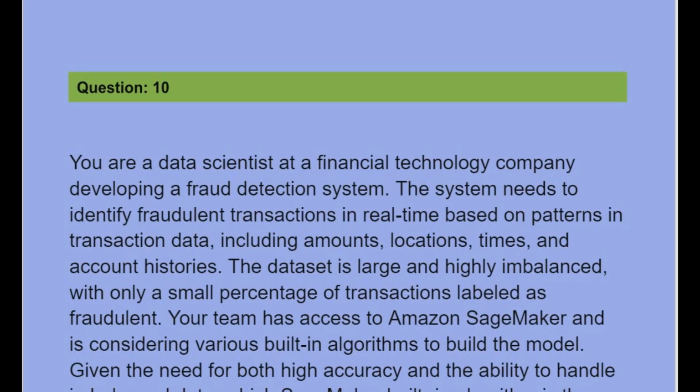Question is, you are a data scientist at a financial technology company developing a fraud detection system. The system needs to identify fraudulent transactions in real time based on patterns in transaction data, including amounts, locations, times, and account histories. The dataset is large and highly imbalanced, with only a small percentage of transactions labeled as fraudulent.